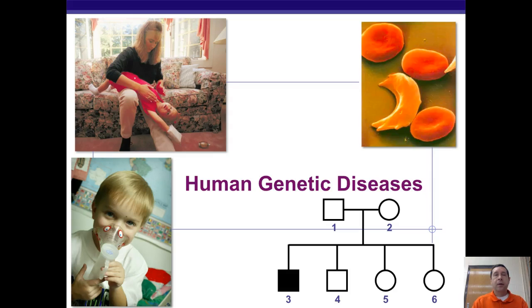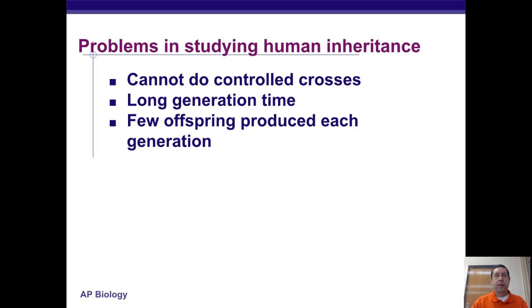All right, in this video, we're going to talk a little bit about human genetic diseases and inheritance. In studying some organisms like peas and fruit flies, you can do controlled crosses. They have short generation times. They produce lots of offspring. Humans have the exact opposite.